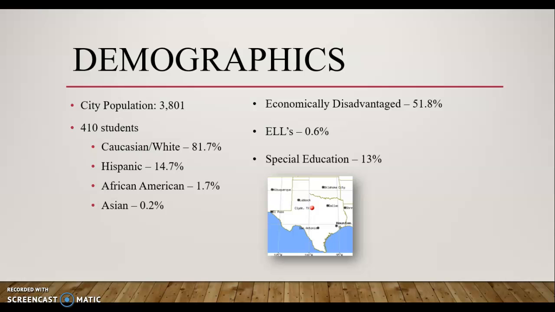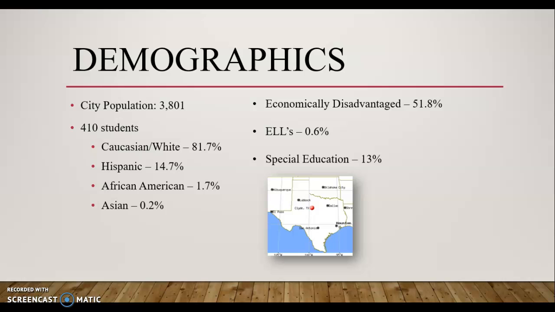And out of those students, just under 52% are economically disadvantaged, as well as ELL learners come in at 0.6%, and the special population, or special education, is 13%.